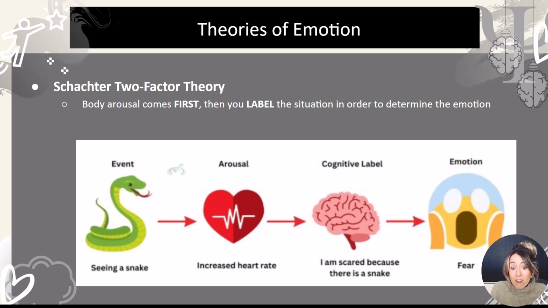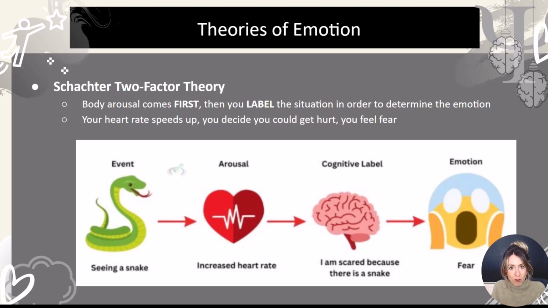Now that would be a different situation than, let's say, if you saw a stimulus that looked like a snake, but it ended up being just a stick. So your heart rate increases the same, and then you think, oh, that's nothing, it can't harm me, I'm fine, and then you're not afraid anymore. So the label that you give the situation helps determine the next emotion, right? Your heart rate speeds up, you decide you could get hurt, and then you feel fear, right?